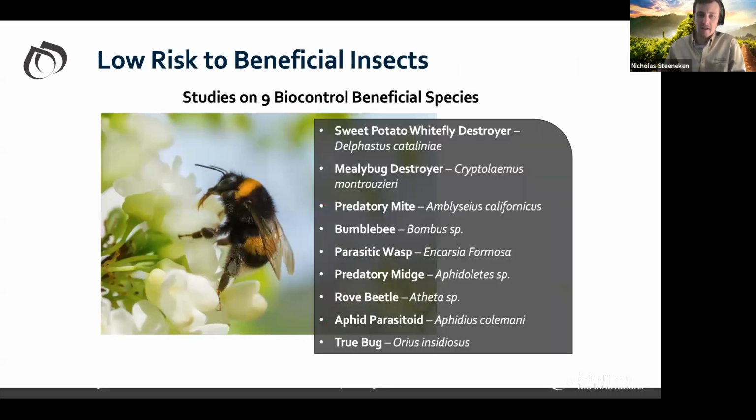So Grandivo has very low risk to beneficials because you have your plant material here that's been treated with Grandivo, and you have your pest that's going to come across and eat or pierce that plant material and ingest the Grandivo when they do that. However, the beneficial insects that are there aren't directly feeding on that plant material, and so they are not affected by the Grandivo. And we've done a lot of studies in our lab to prove this here in Davis.